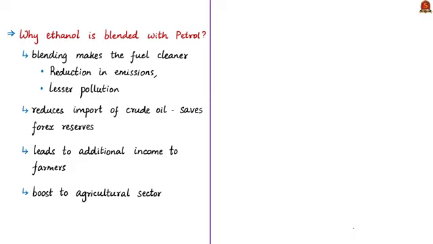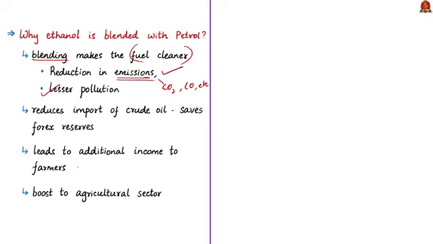So now let us see a few reasons why ethanol is blended with petrol. Firstly, it has been scientifically proved that blending ethanol with petrol makes the fuel cleaner than non-blended petrol. This is because ethanol contains oxygen and it allows the engine to completely burn the fuel. This results in fewer emissions of pollutants, particularly a reduction in the emission of carbon dioxide, carbon monoxide and hydrocarbons.